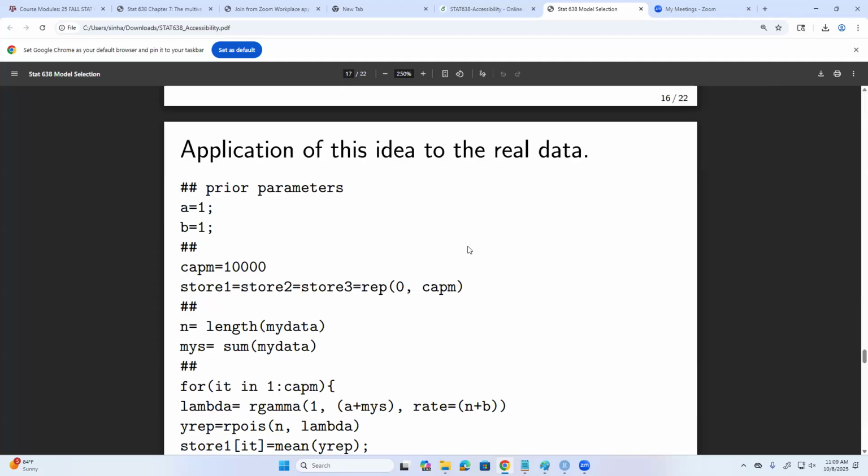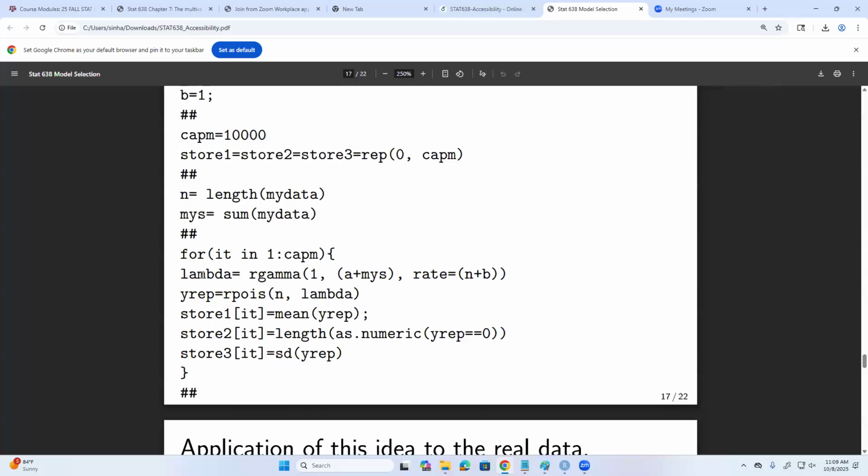A Poisson distribution. So set the prior parameters as a equal to 1, b equal to 1, and capital M, uppercase M, I set to 10,000. And so this is lambda sampled from its posterior distribution. This is my S, which is the sum of the data. Then we sample Y values from a Poisson distribution with this lambda, with the same sample size as the original data. Calculate the mean of the newly sampled observations. I calculated the number of observations that are equal to 0, and the standard deviation also.